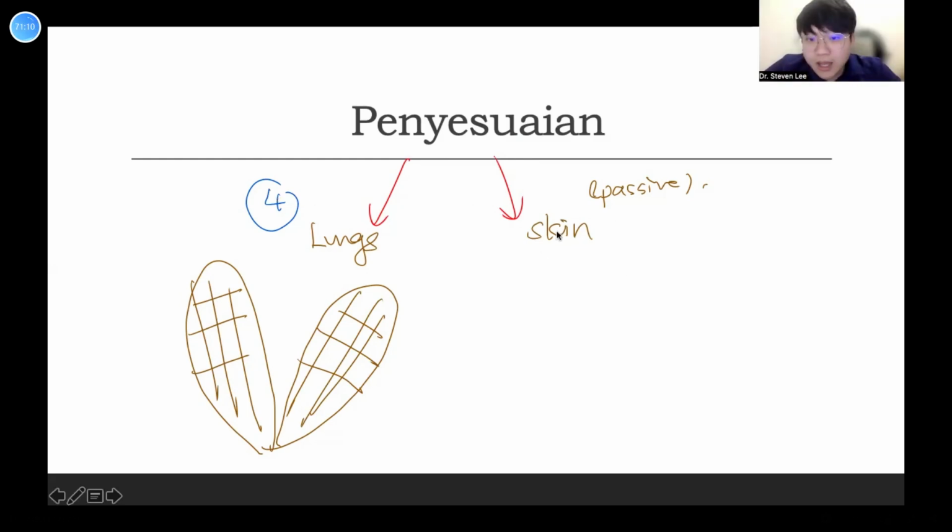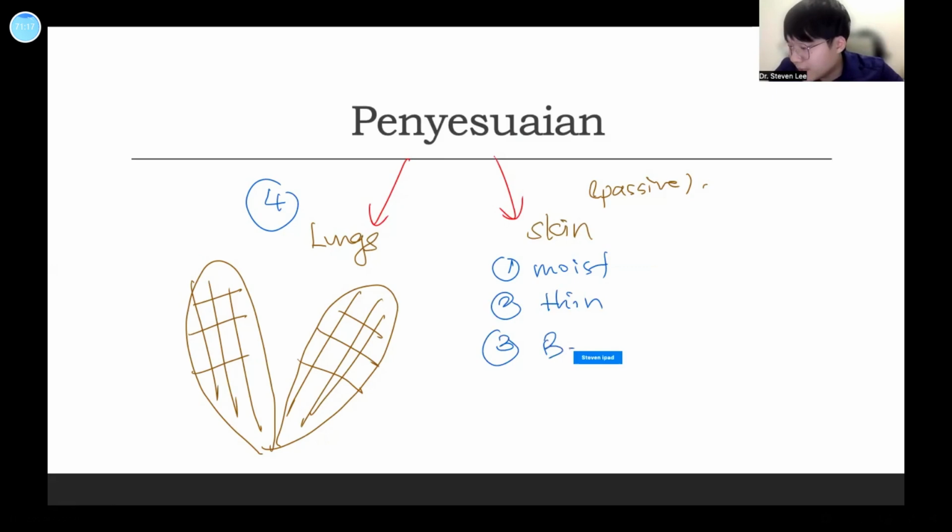For the skin, you can say it's moist. You can say it's thin. You can say underneath the skin there are a lot of blood capillaries. But please don't talk about the large number, because the skin only has 1. Don't say large number. So use these 3 as the adaptations. Semi-permeable, no need to write semi-permeable. No need.